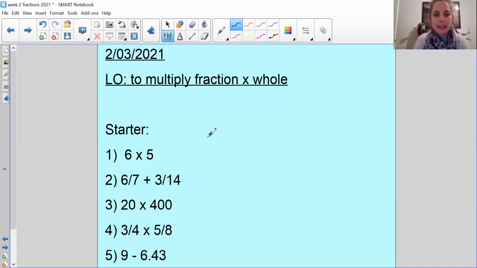5 times 6 is 30. Okay, just knowing our multiplication times tables. Number 2, I have 6 sevenths plus 3 14ths. So I'm going to write that out. 6 sevenths plus 3 14ths.